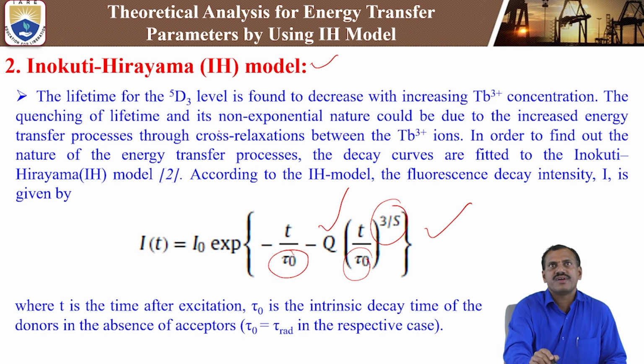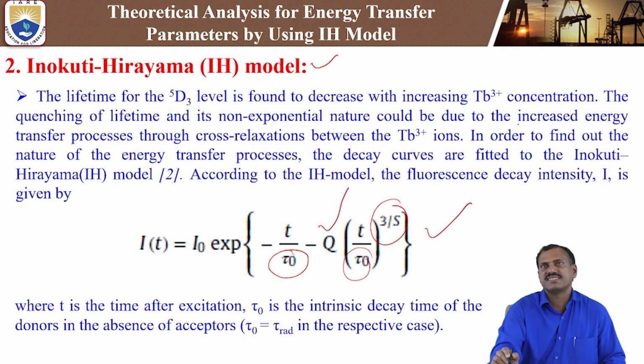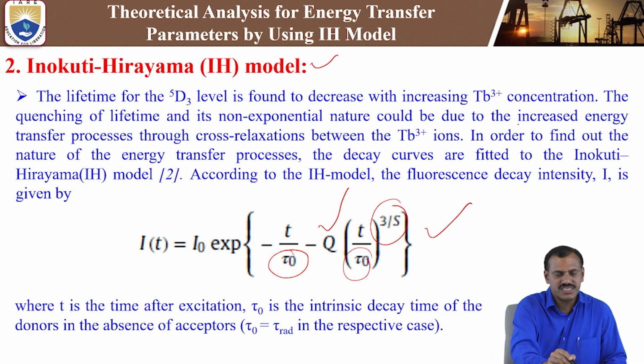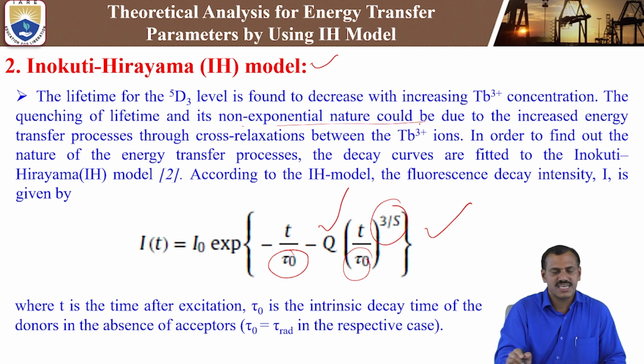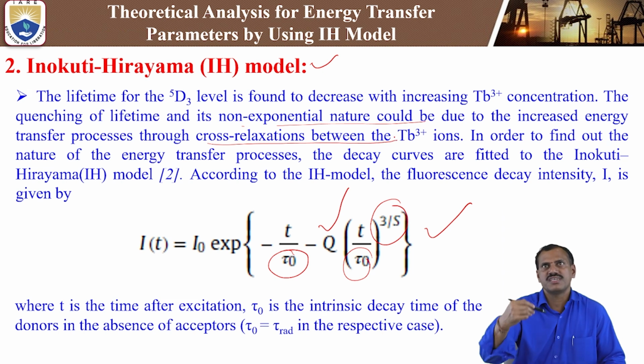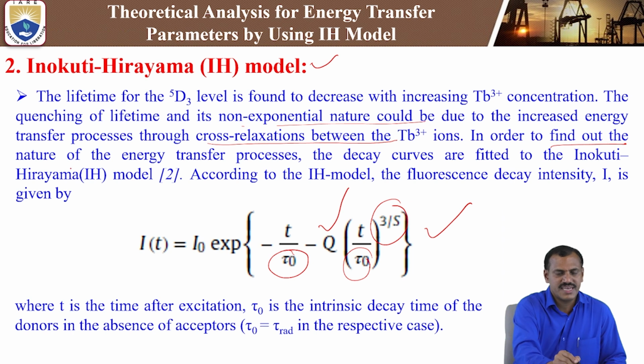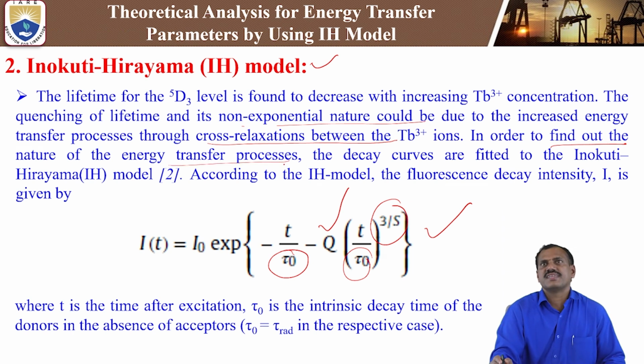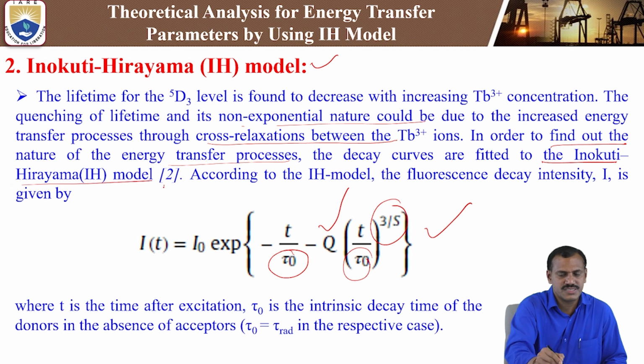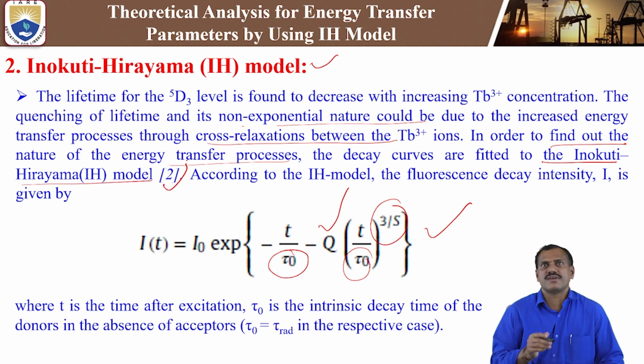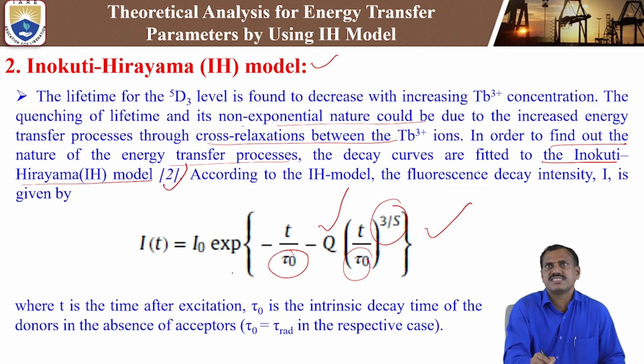Since the lifetime for the 5D3 level is found to decrease with the increase in terbium 3+ concentration, the quenching of lifetime and its non-exponential nature could be due to increased energy transfer through cross relaxation between the terbium 3+ ions in the ground state and excited state. In order to find out the nature of the energy transfer process, the decay curves are well fitted with the Inokuti-Hirayama model, the IH model. Using reference number 2, we are calculating the IH model equation.